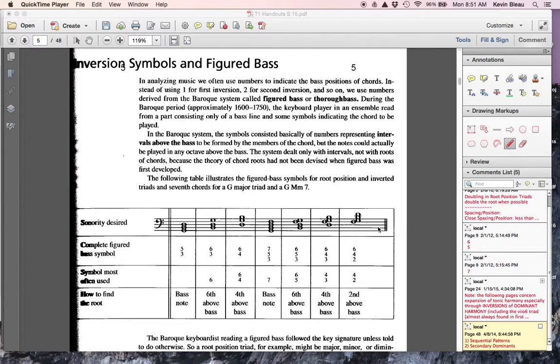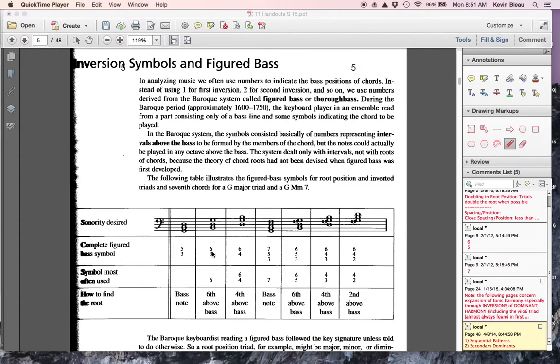And of course, when we talk about these inversions, we're always talking about the lowest sounding note. So that will usually be the bass note of the choir, for example, or the bass, like a cello could play that, or the organ pedals, or the left hand of the harpsichord, for example, would be playing the lowest note.